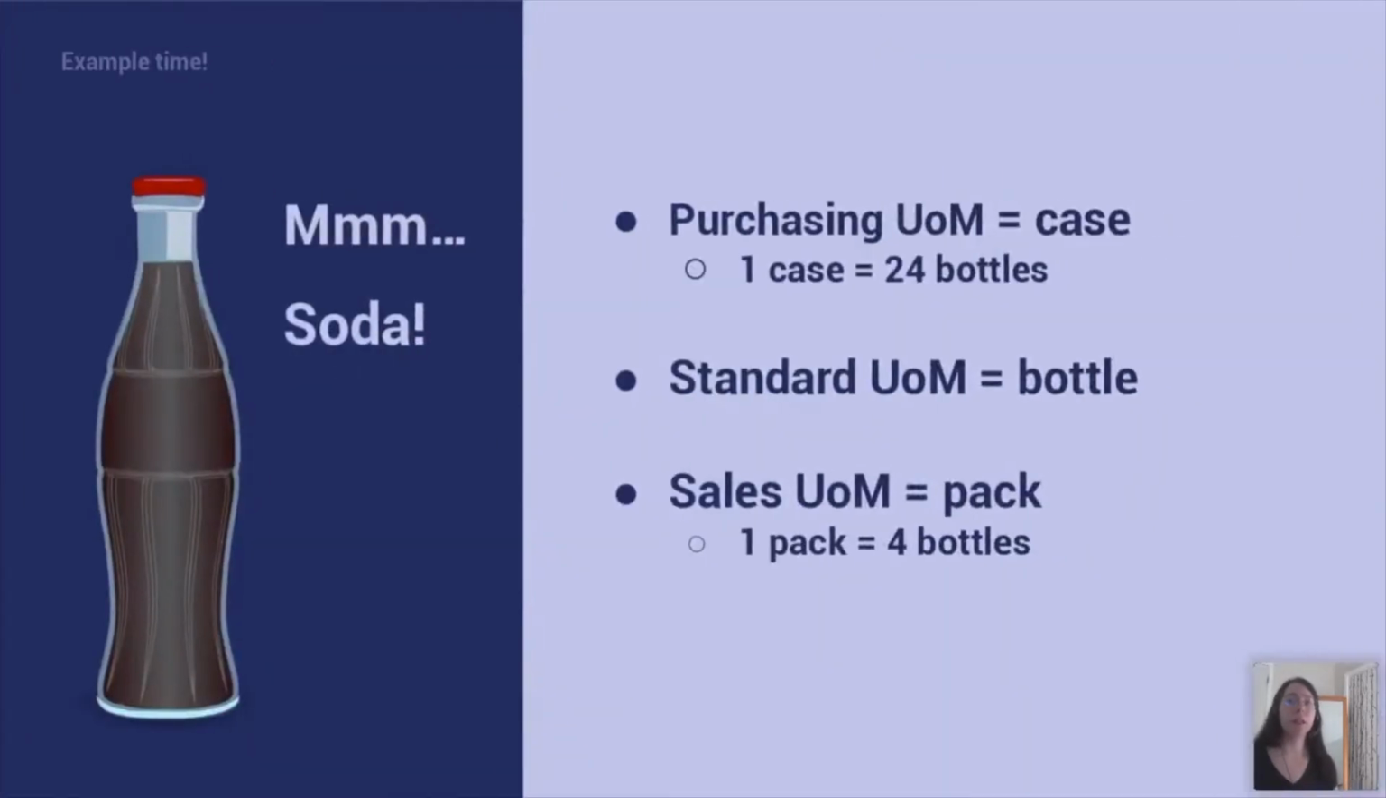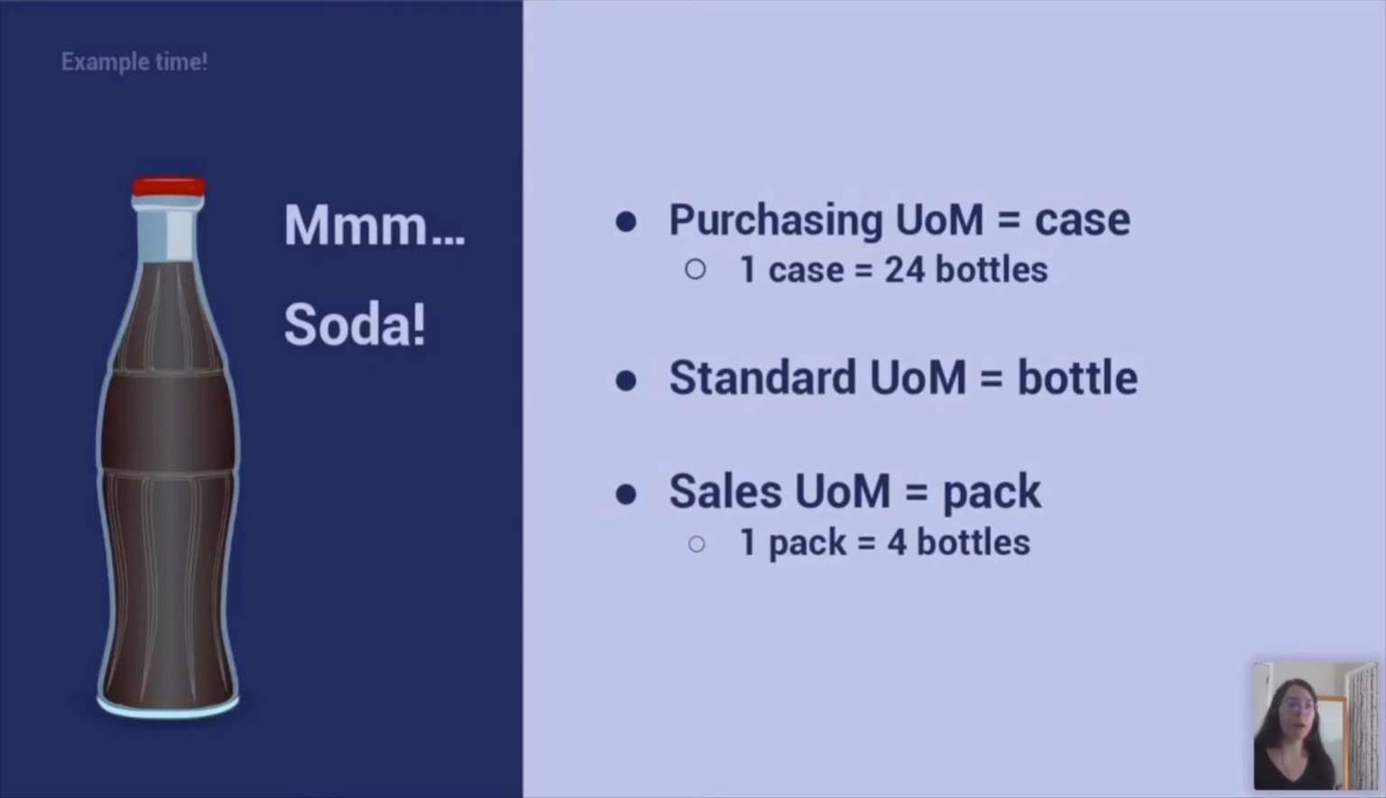And then we'll also look at a second example where it's going to be very similar to the first. Our purchasing unit of measure again is going to be case. So my vendor sells one case with 24 bottles. My standard unit of measure is going to be, again, individual bottles, so it'll be set to bottles. And in this case, the sales unit of measure is going to be pack. So in this example, I'll be selling to my customers in packs, and one pack has 4 bottles.